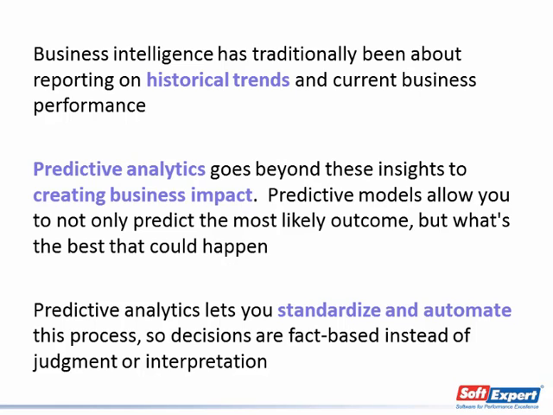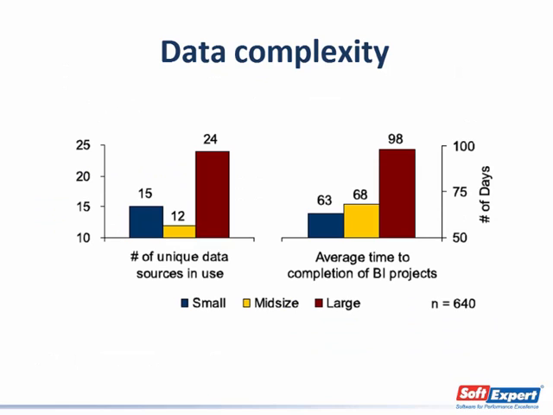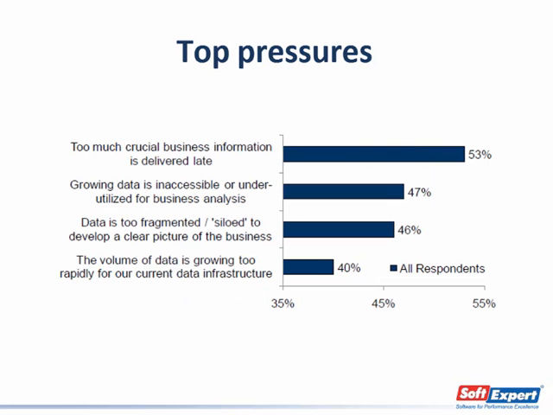Okay, so it's not technologies that are running separately. Even business intelligence has importance, and predictive analytics and business analytics are not just an evolution, but an extension of the many capabilities that business intelligence software systems provide. Okay. Now I'd like to show you some information, some graphs. The first one is about data complexity. This is obvious information: if I have more unique data sources in use, I will have a higher average time to completion of BI projects.